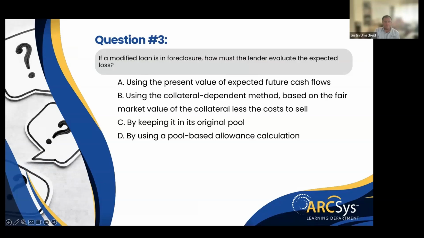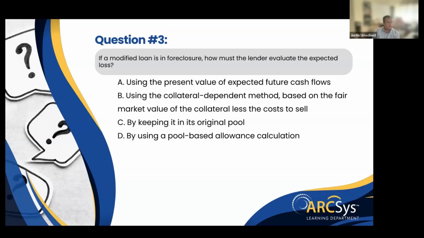Using the present value of expected future cash flows, using the collateral dependent method based on the fair market value of the collateral less the cost to sell by keeping it in its original pool, or by using a pool-based allowance calculation. So again, modified loan that is in foreclosure. All right, the correct answer was B, using the collateral dependent method based on the fair market value of the collateral less the cost to sell.